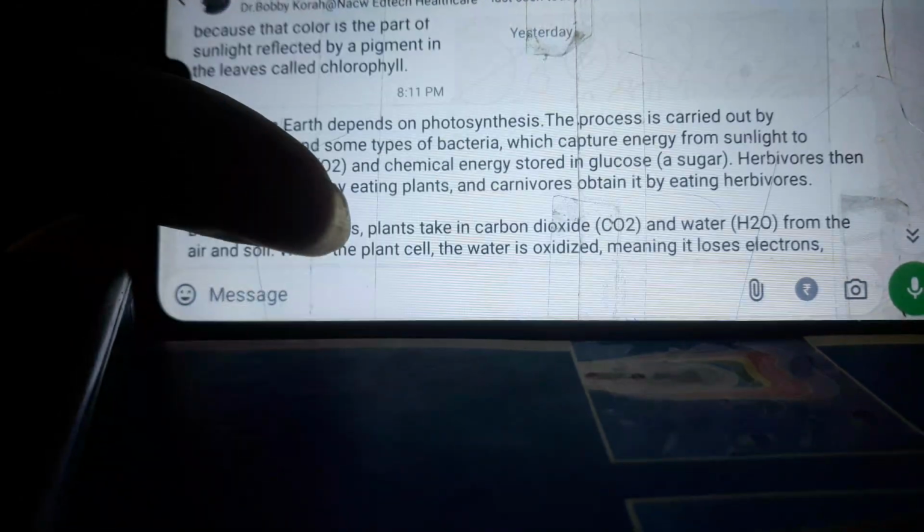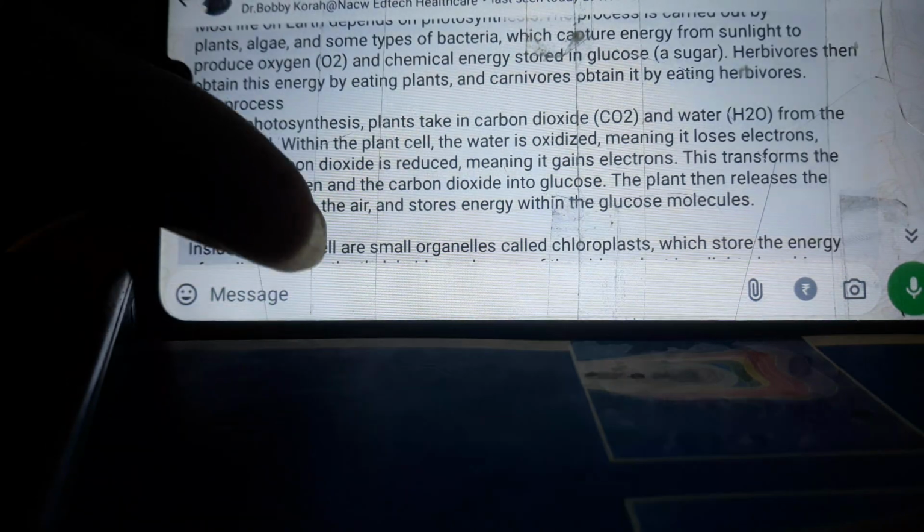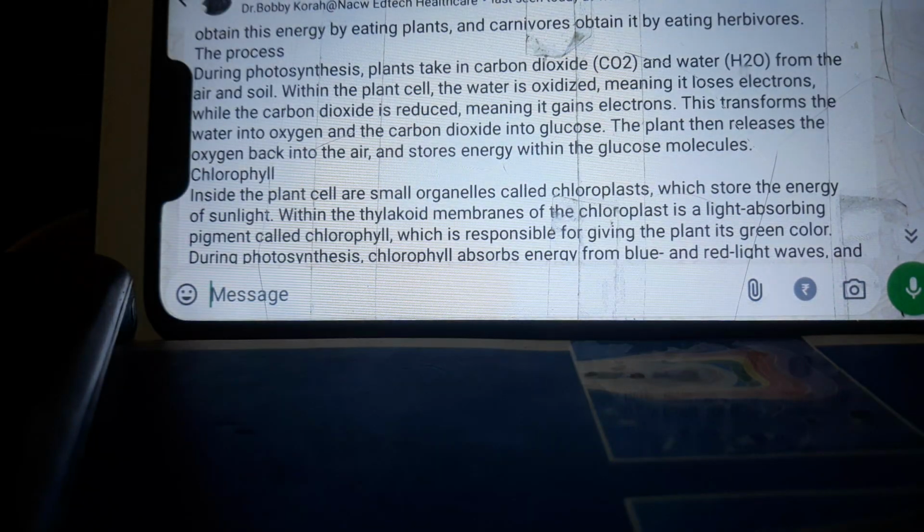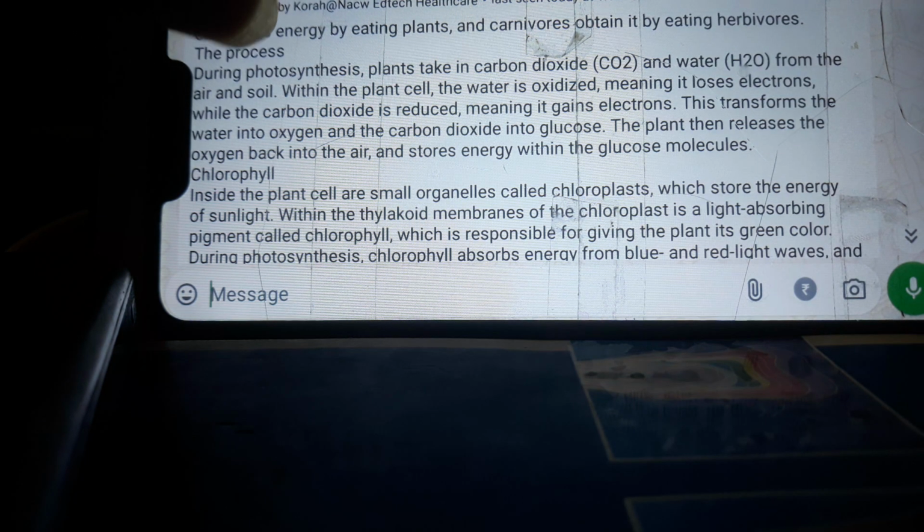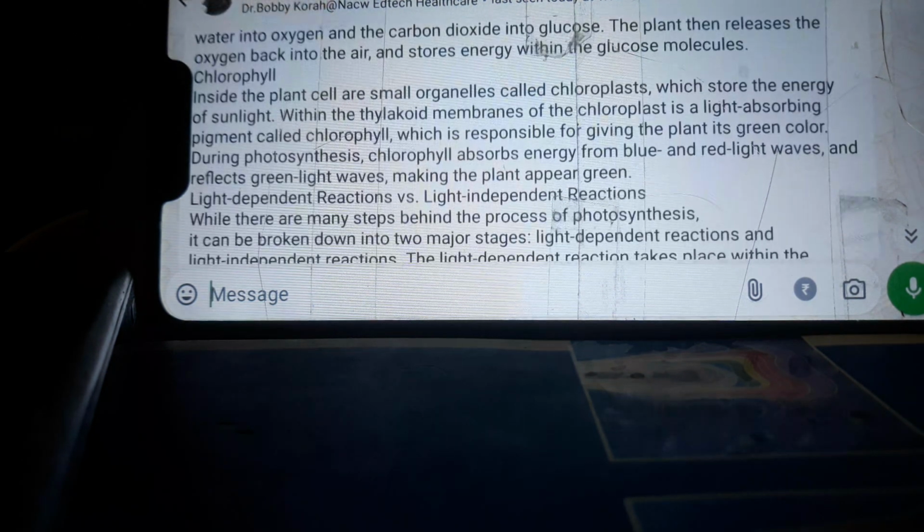we see that during photosynthesis, plants take in carbon dioxide and water from the air and soil. Within the plants, the water is oxidized, meaning it loses electrons, while the carbon dioxide is reduced, meaning it gains electrons. This transforms the water into oxygen and the carbon dioxide into glucose. The plant then releases the oxygen back into the air and stores energy within the glucose molecules.